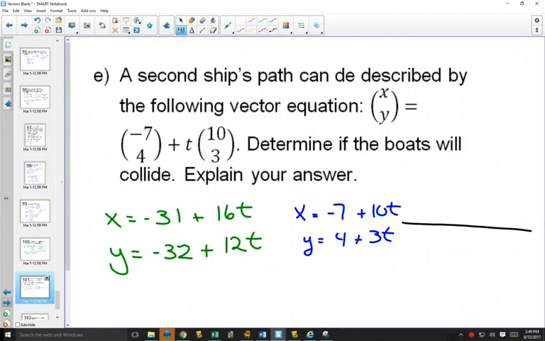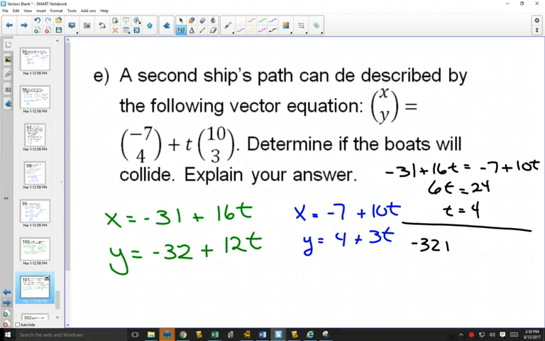So with our x coordinates, if we make negative 31 plus 16t equal to negative 7 plus 10t, we'll get 6t is equal to 24. t is equal to 4. And if we look at our y coordinates, negative 32 plus 12t is equal to 4 plus 3t. Uh-oh.